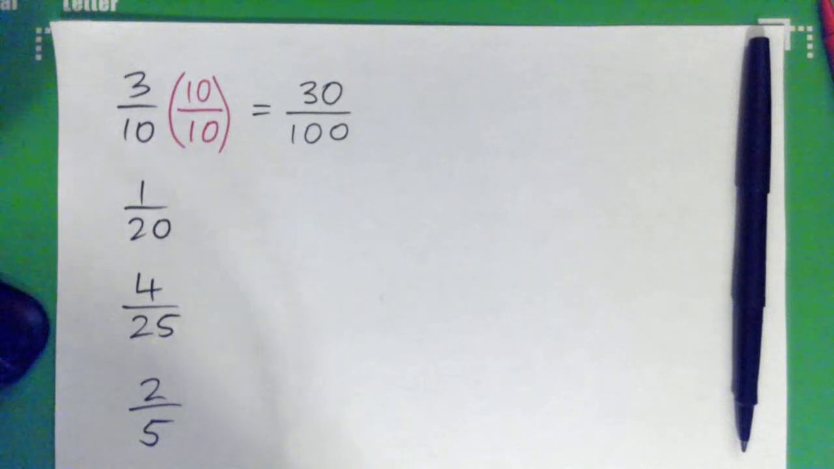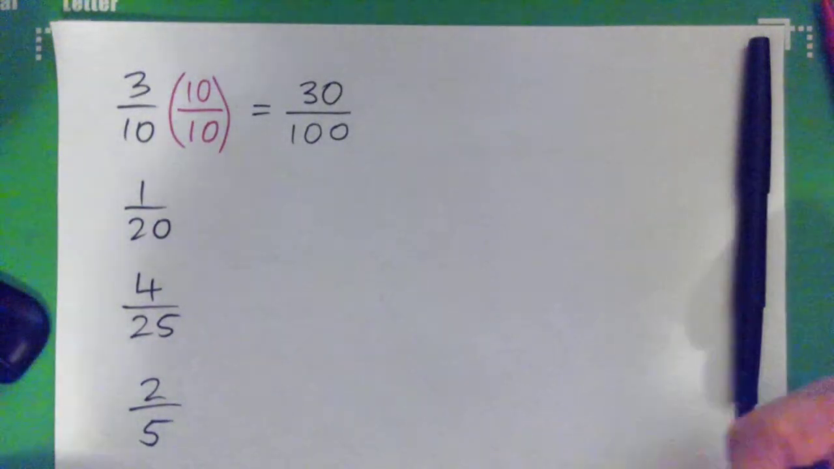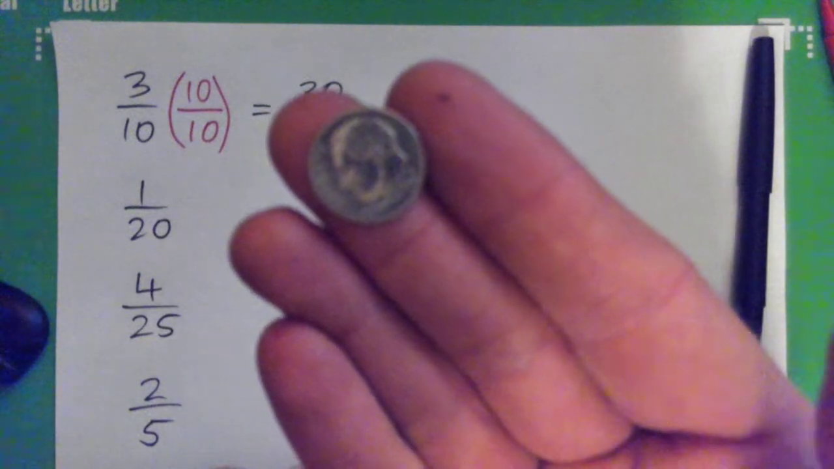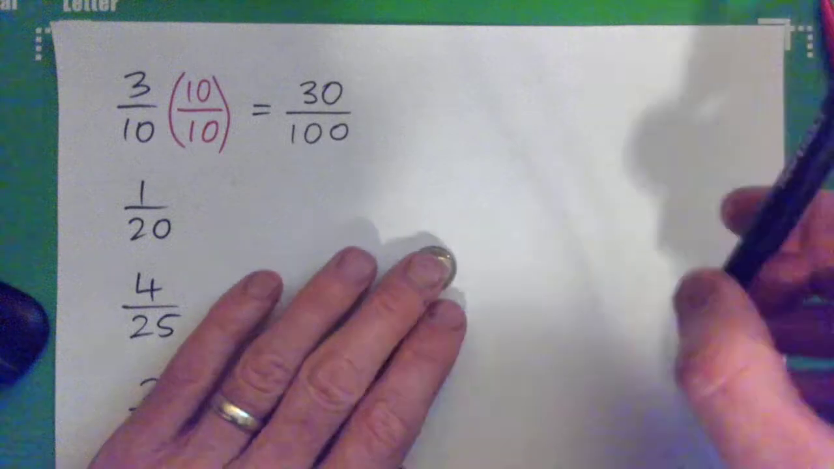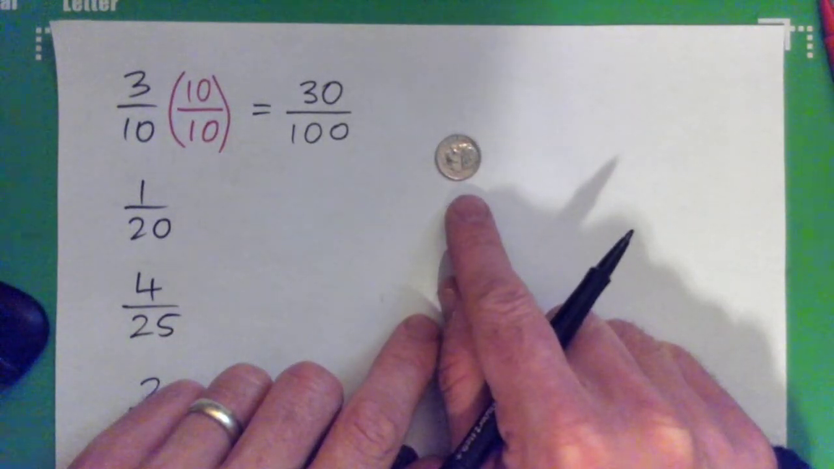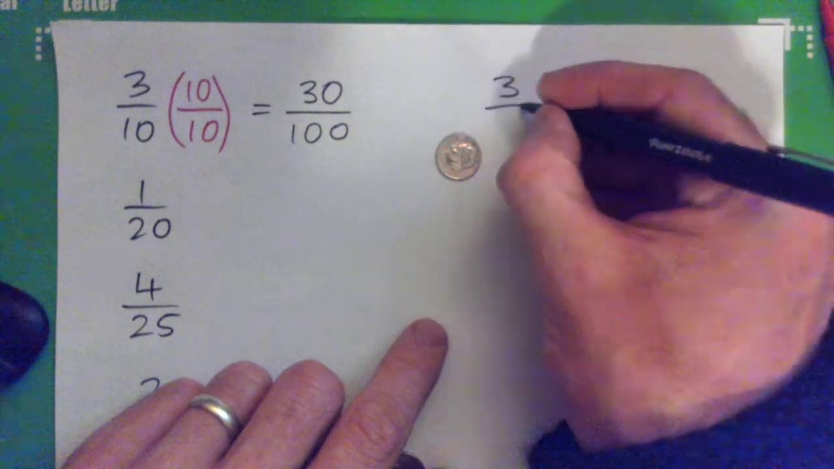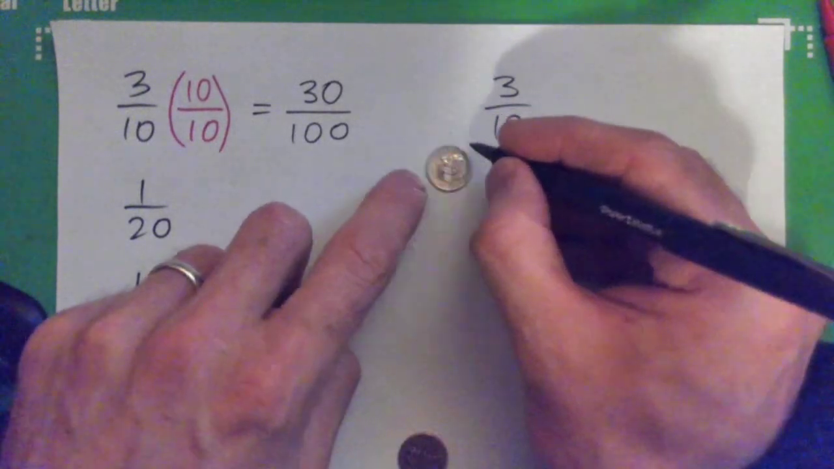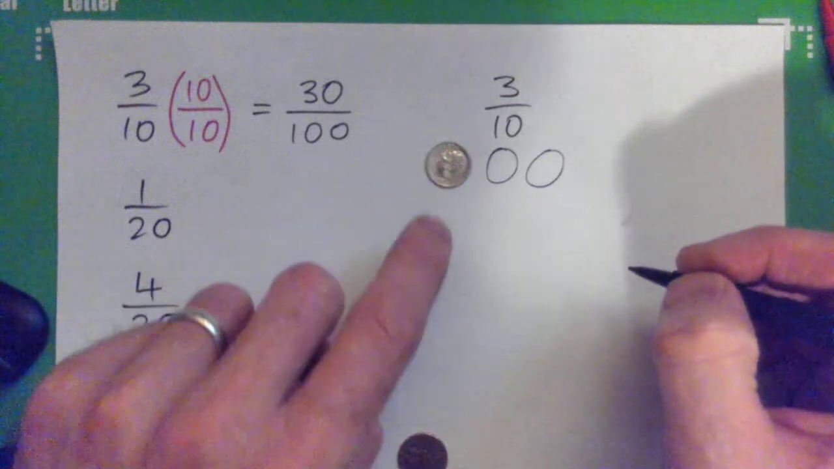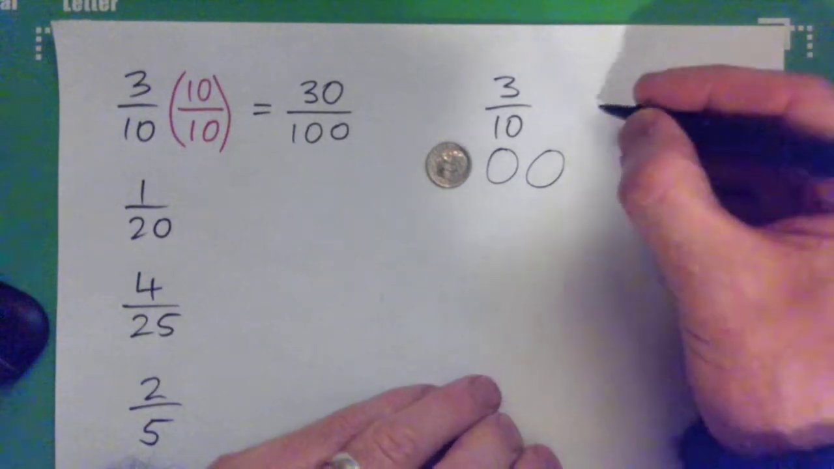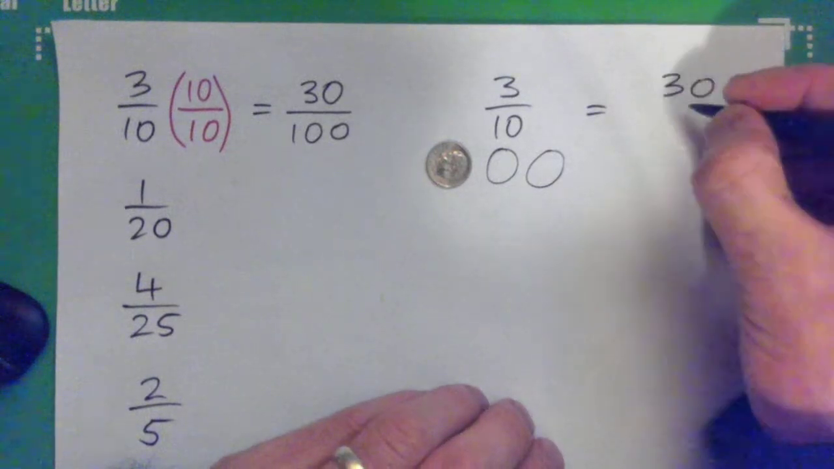Now, what I want you to think about when you think of 3/10 is, look, that's a dime, okay? Imagine if I had that, three dimes, right? So if I had 3/10, that would be like 3 of these, like 1, 2, 3 of them, which I don't have. I'm not that rich. But it would be the same thing as 30 hundredths.